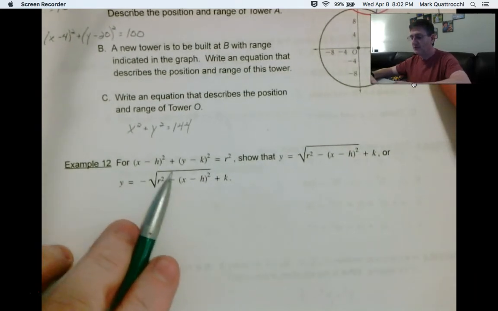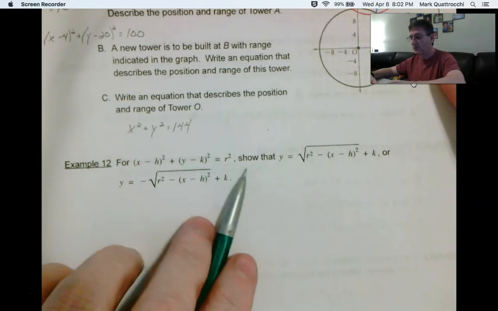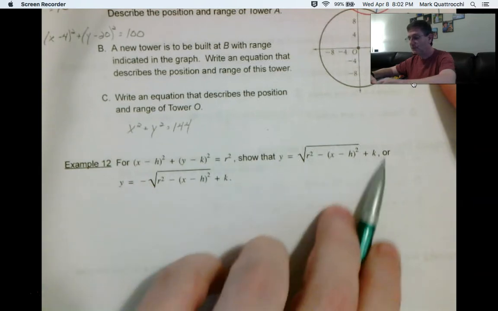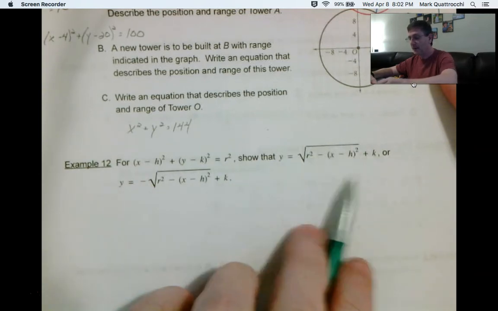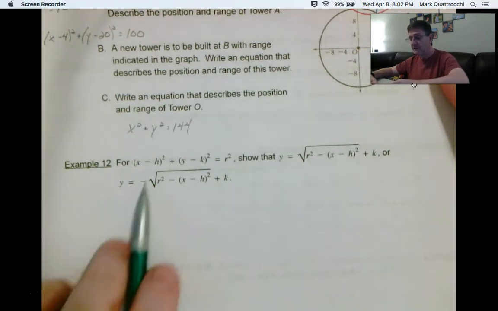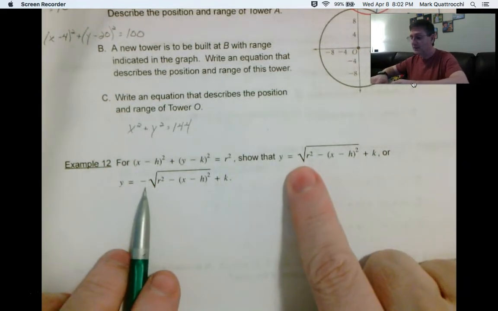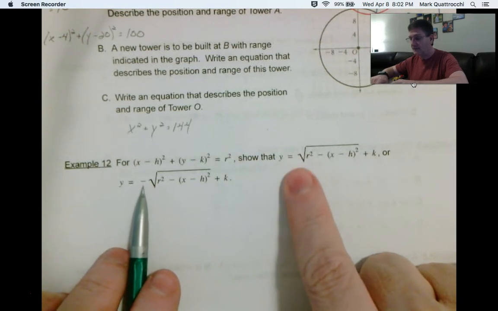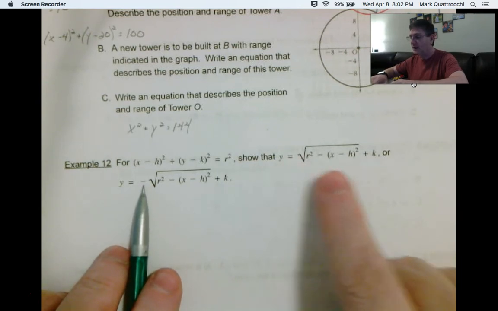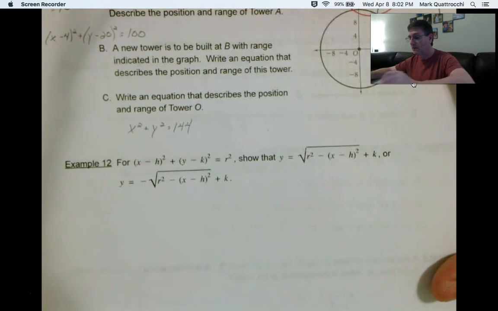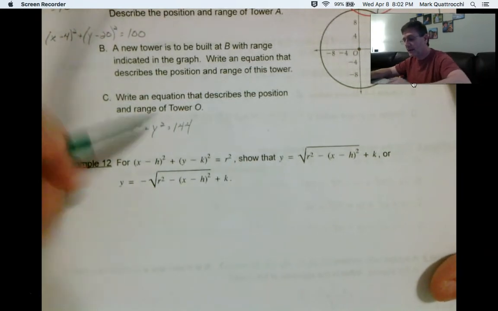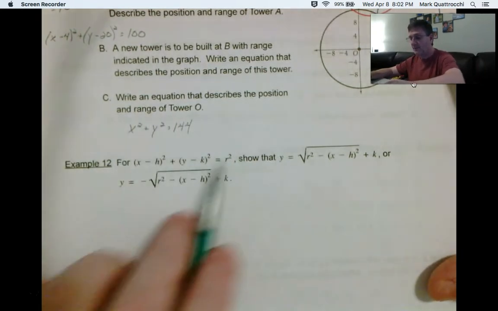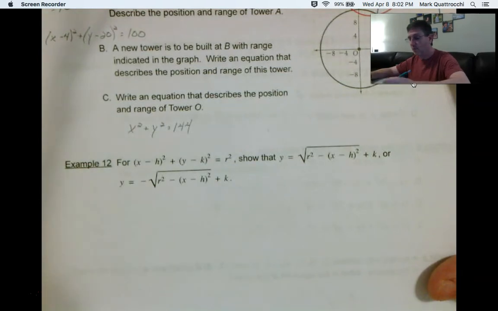For (x minus h) squared plus (y minus k) squared equals r squared, we want to show that y is equal to this expression, or it's equal to this expression, which is exactly the same. The difference is we have a positive here and a negative here in front of our radicals. Other than that, they're exactly the same. So we want to show that by solving this original equation here for y.